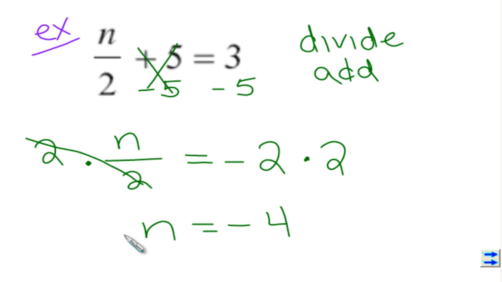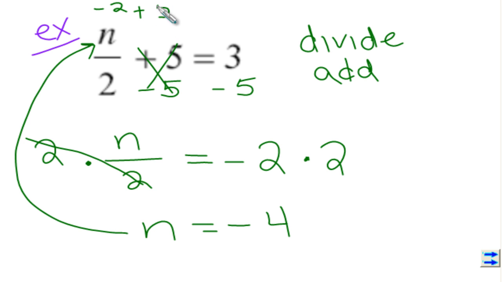So let's take this and plug it back in. What's a negative 4 divided by 2? Negative 2, good. What's a negative 2 plus 5? 3. It's a positive 3. So we're left with 3 equals 3. So we did great. Are we good on that one?